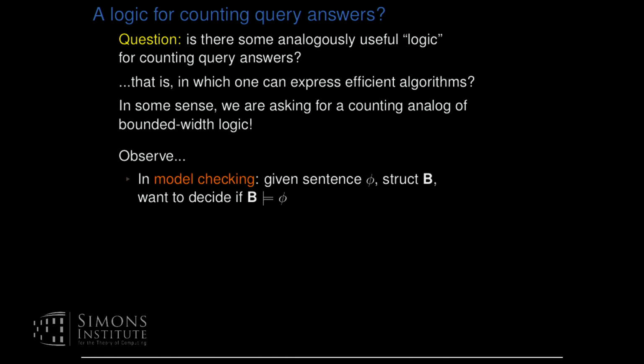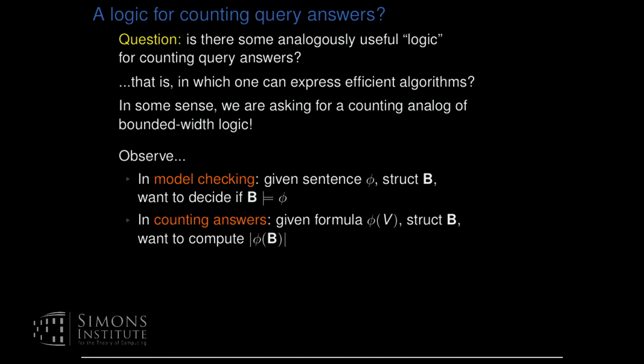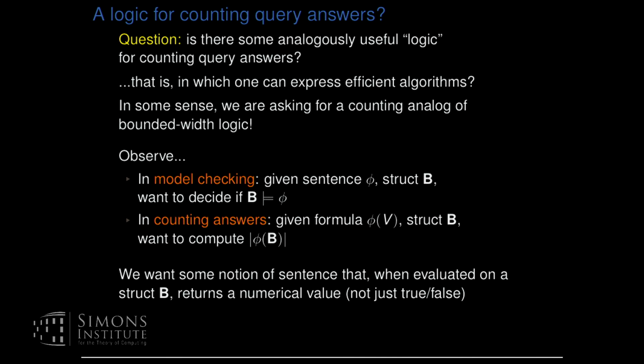And okay, just to be completely clear about this, just recall that in model checking we have a sentence and a structure. We want to decide if the sentence is true on the structure. Of course, this is a propositional value, right? It's yes or no. In the counting answers question, we're given a formula and a structure, and we want to compute the number of assignments that satisfy the formula in the structure, right? So this is a numerical value, right? So one criterion for our logic is that we should have some notion of sentence where when we evaluate it on a structure, it's going to give us a numerical value and not merely a propositional value.